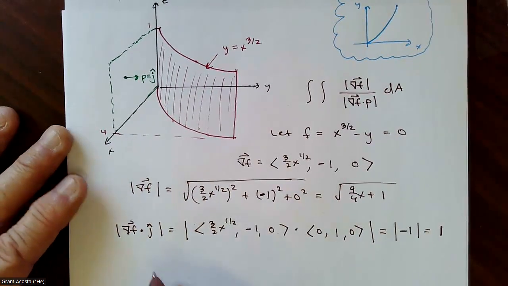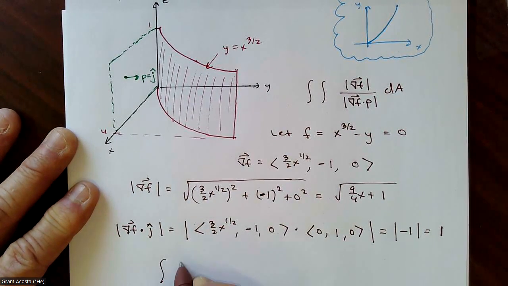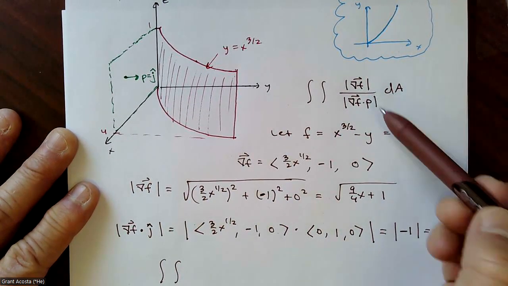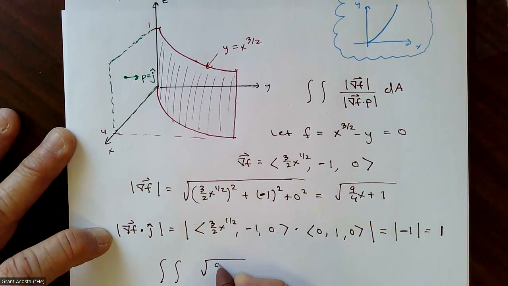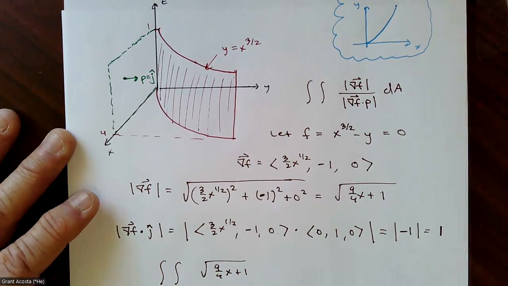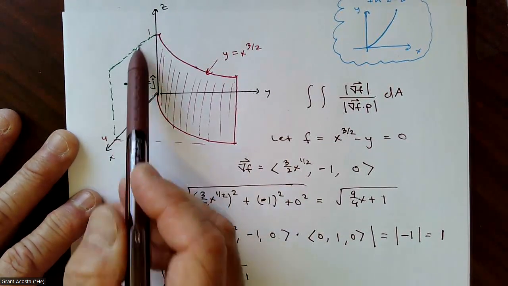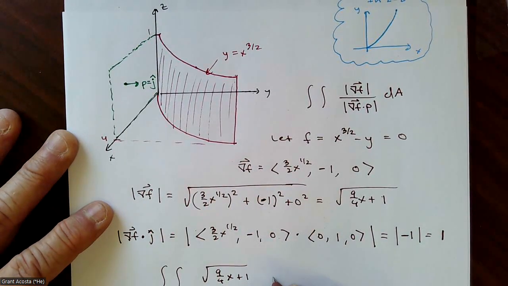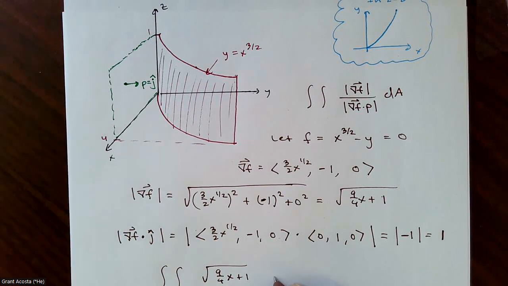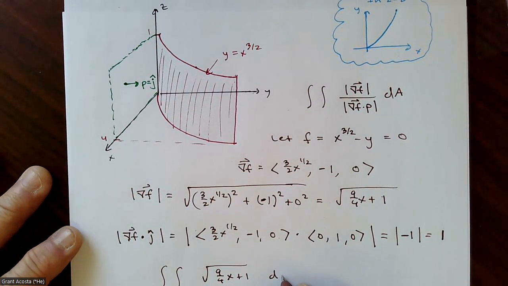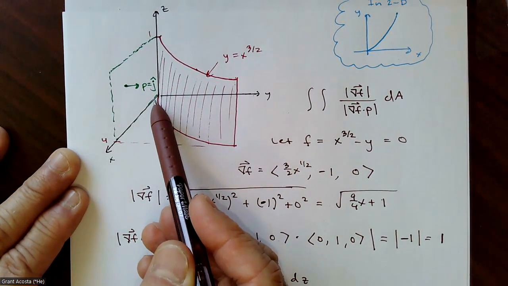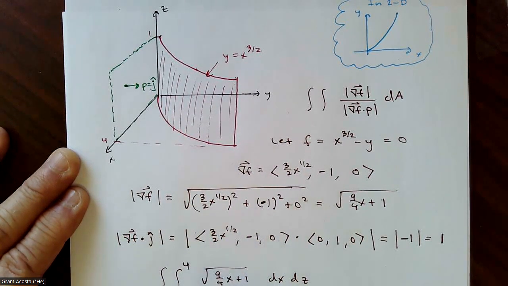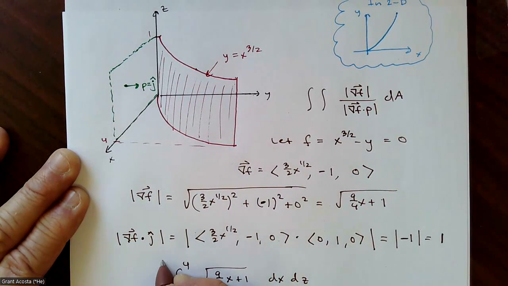So when I set this up as a double integral, it's the magnitude of the gradient over this, which is just 1. So it's just going to be the square root of 9/4 x plus 1 over my shadow region, which is just a rectangle. I could set it up either way. I think I'll do dx dz. X went from 0 to 4, and z went from 0 to 1.